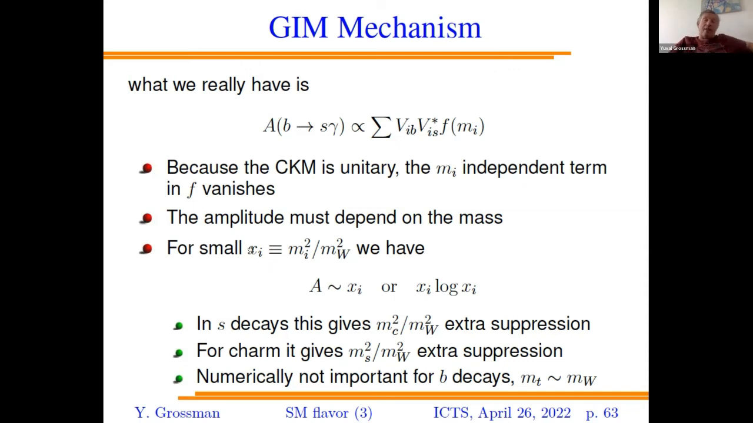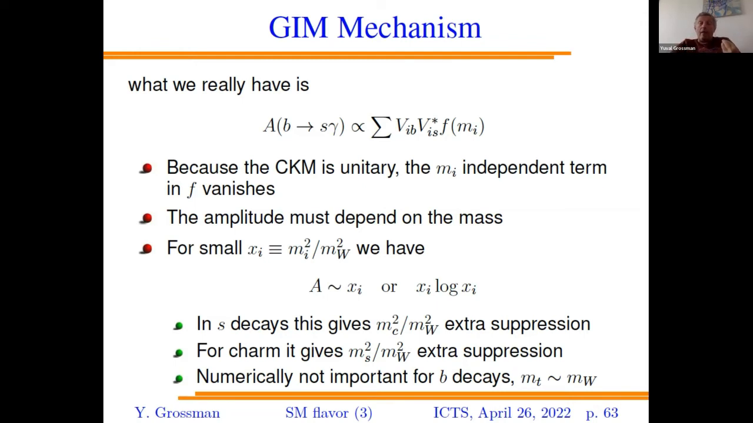Now, when I define xi as mi squared over mw squared, when this one is small, which is the case for all the quarks but the top, then the amplitude A is proportional to either x or x log x. It depends on some details that I'm not going to get into, but it's always small. No matter what it is, it goes to 0 when x goes to 0. This trivially goes to 0, and this one still goes to 0. It's something we learned somewhere in our distant past, that x log x goes to 0 when x goes to 0, right? So the point is that we have a suppression.